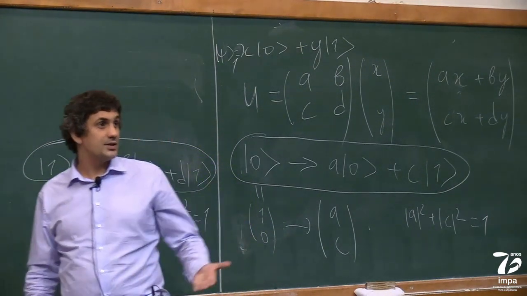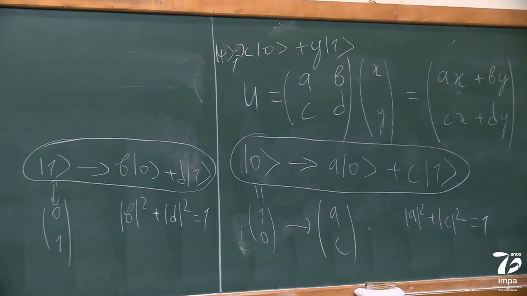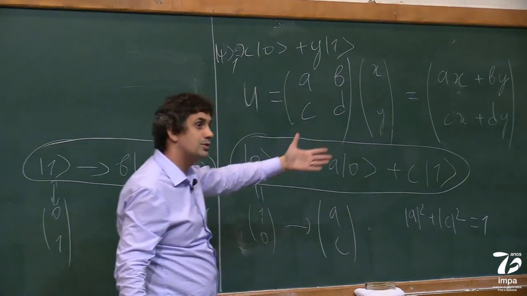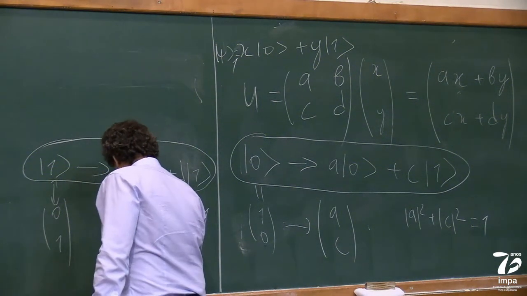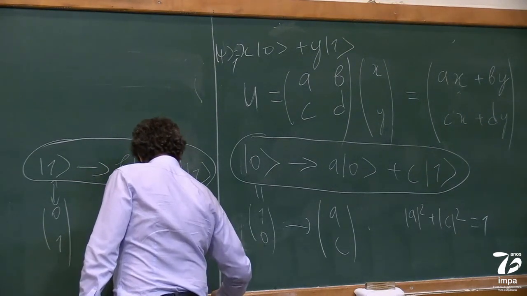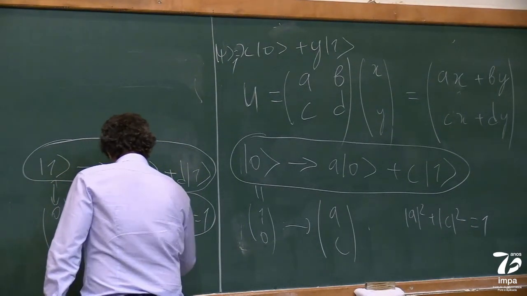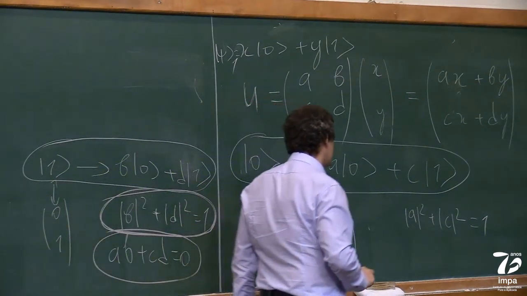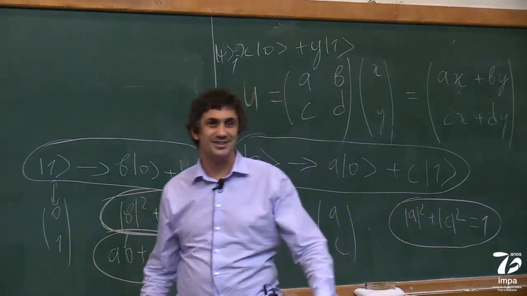Yes, and the next condition is that because 0 and 1 were orthogonal, the images have to be orthogonal as well. So the scalar product of those two should be equal to 0. Let me write it somewhere: AB plus CD is equal to 0. Actually, this is all. If it satisfies this condition, then it is a unitary operator. But let me not prove this; you have to trust me on this.